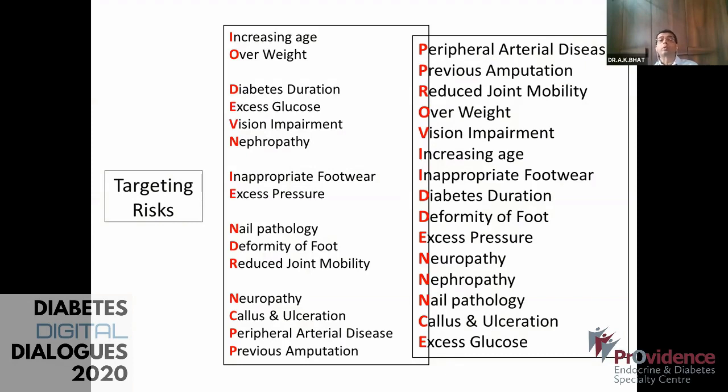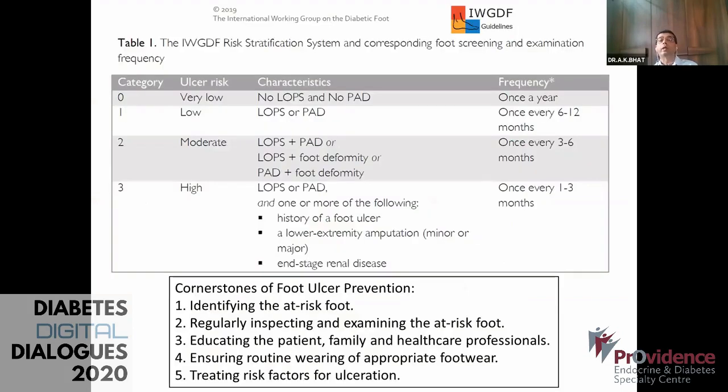Cornerstones of ulcer prevention: it depends on what you are identifying, LOPS or PAD. You will have to call them in 1 to 2 months, 3 months, 6 months, 12 months, depending on the risks involved. Routine inspection of the feet. I don't need to elaborate on this, just to highlight it in these slides.